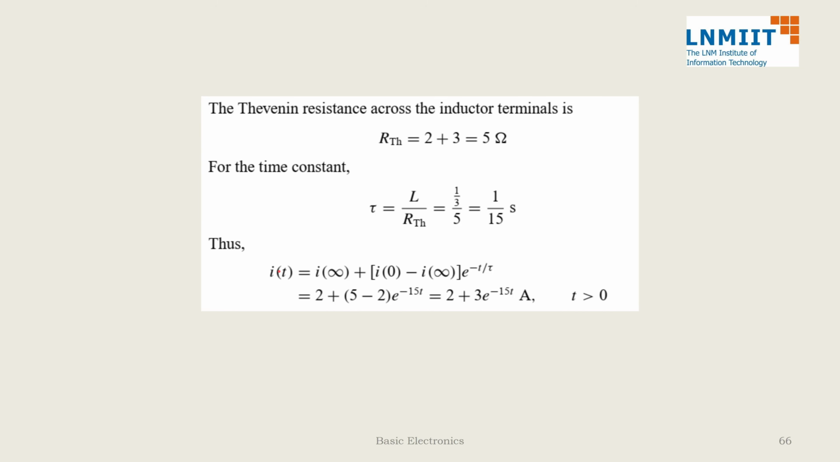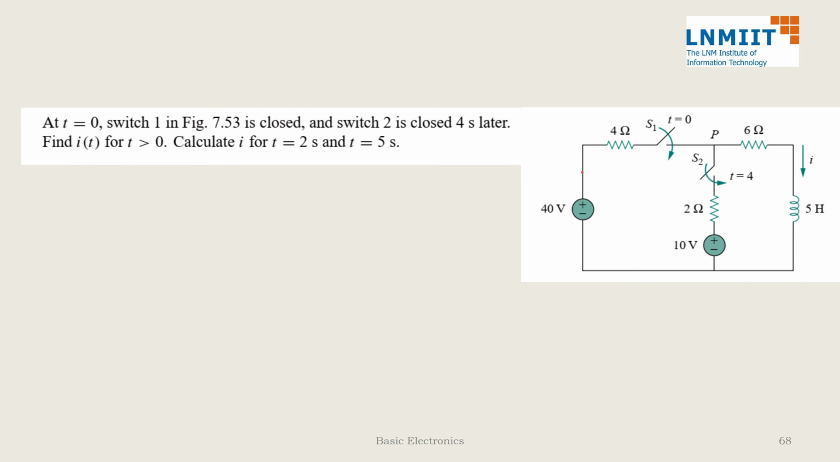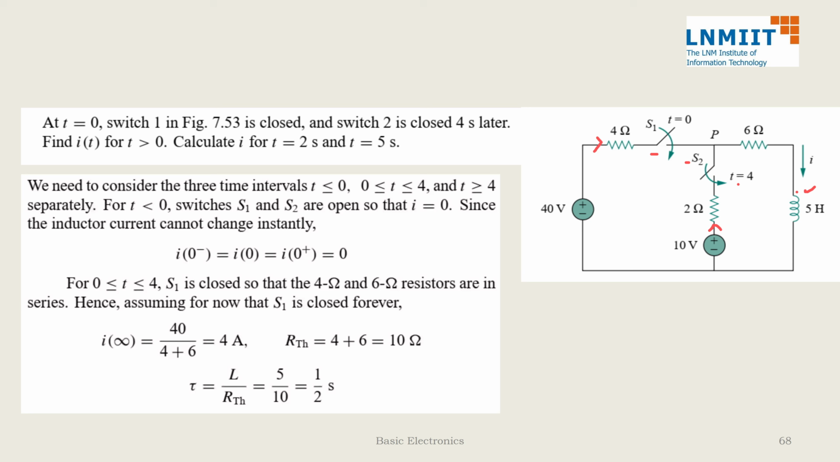Now let us take a little more complex circuit which is here. I can see there are two switches, S1 and S2. One switch is going to close at t equal to 0 and one will close at t equal to 4. That means initially both of them were open. When both switches are open, there is absolutely no current from this source beyond this point. So the initial current in the inductor is 0, because none of the voltage sources are connected to this inductor.